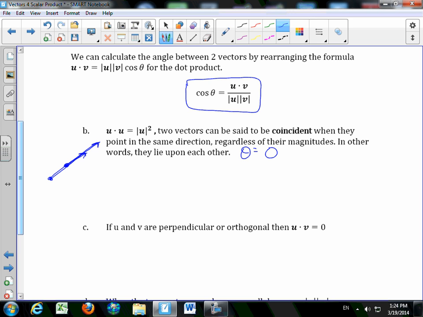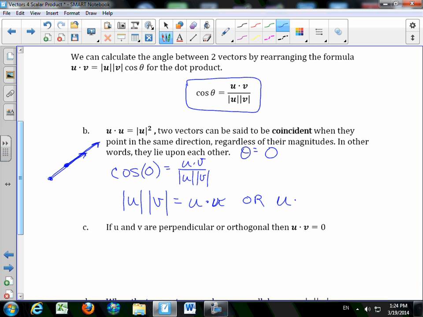So now if we plug that into the formula, cos of 0 equals u dot v over the length of u times the length of v. Then what does cos of 0 equal? 1. So if we cross multiply, you're going to get u dot v equals the length of u times the length of v. But here, when we talk about them being the same, the scalar dot product is going to be equal to u squared.